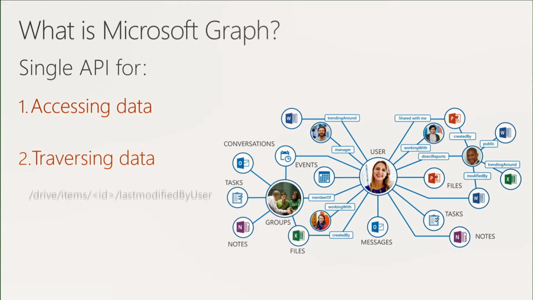It also lets you traverse data. What does that mean? You can really navigate. It is a graph. You can start with a meeting, pick one of the attendees, and say, I want to see what files they have in OneDrive which they have authored. You can go to the files, and you can see who has reviewed it or who has last looked at it, and so on. So it's truly a graph.